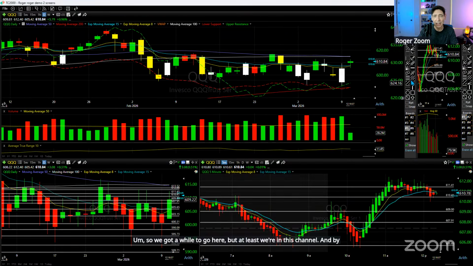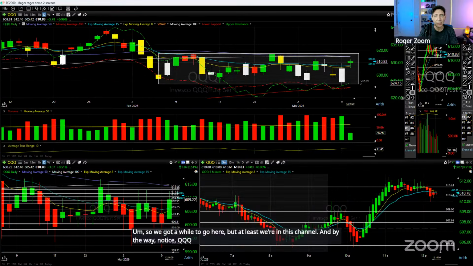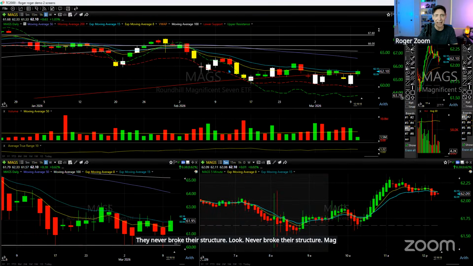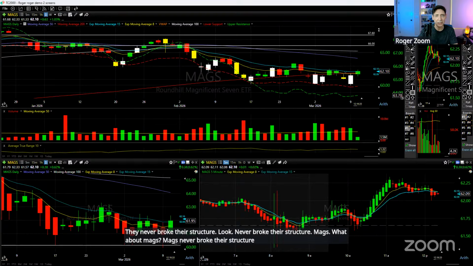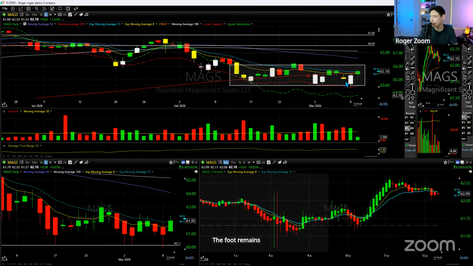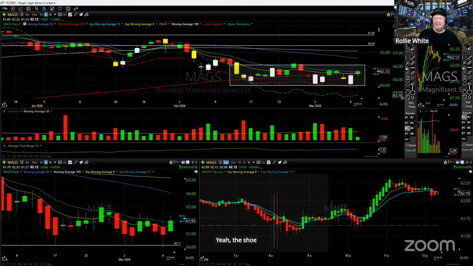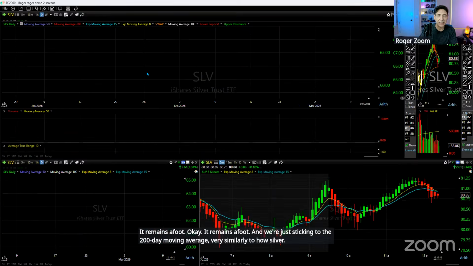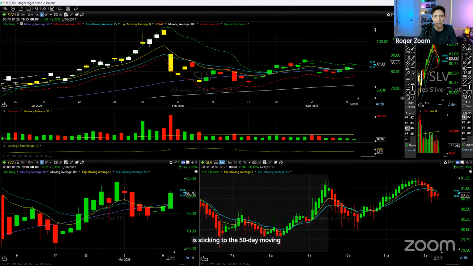And by the way, notice QQQ never broke their structure. Look, never broke their structure. Mags. What about Mags? Mags never broke their structure. They're in their structure. Now, it's not a great thing because they're just consolidating, but we did not break this structure. The foot remains a foot, the old Italian boot. And we're just sticking to the 200-day moving average, very similarly to how silver is sticking to the 50-day moving average. There it is right there.